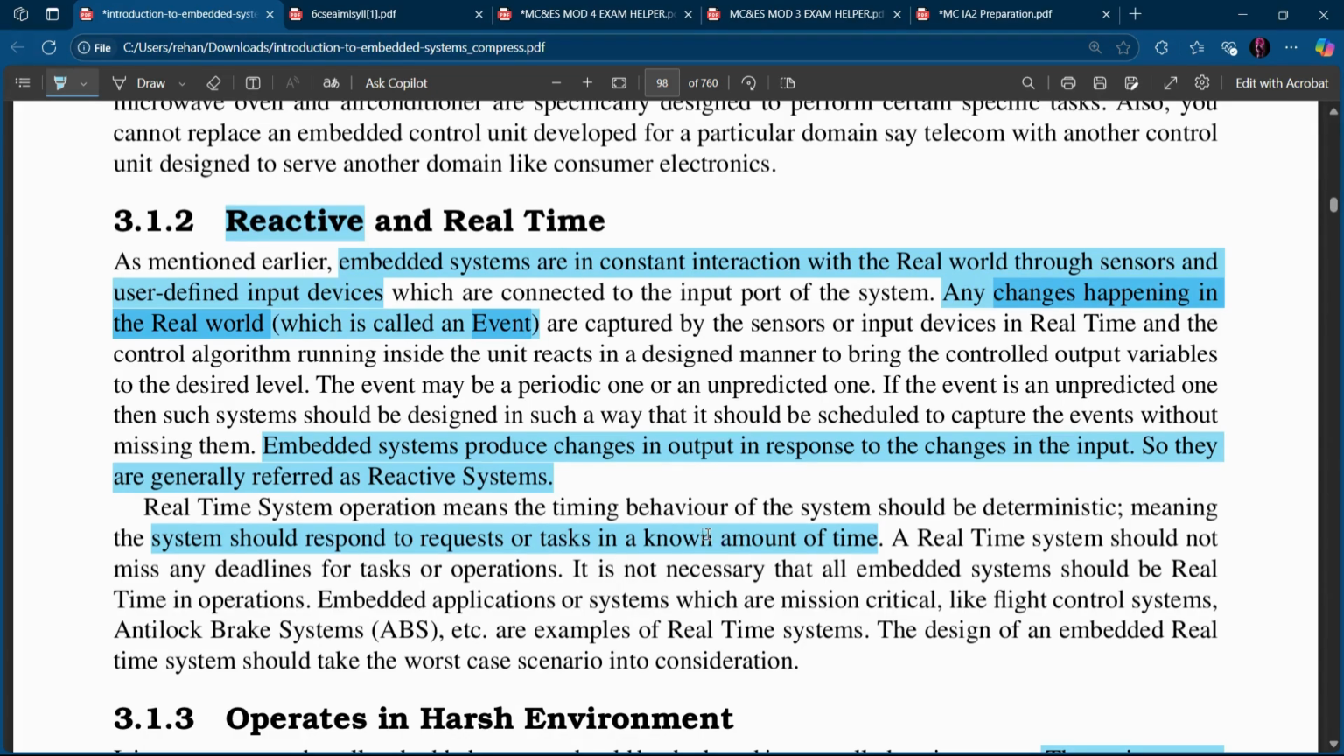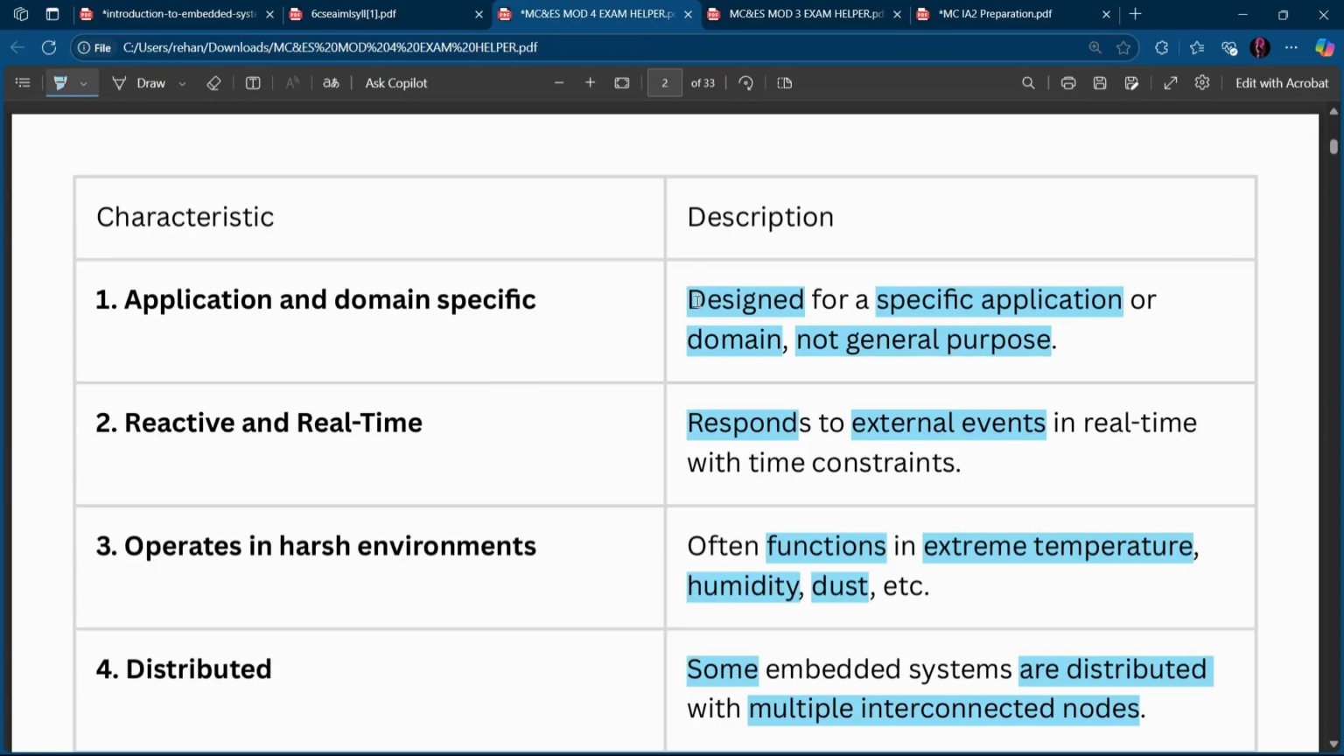You can see here they have written it in reverse manner: changes in output are a response to changes in the input. In simple terms, if you change the input, the output will also change. Nothing much. And the system should respond to requests or tasks in a known amount of time. We'll see that over here.